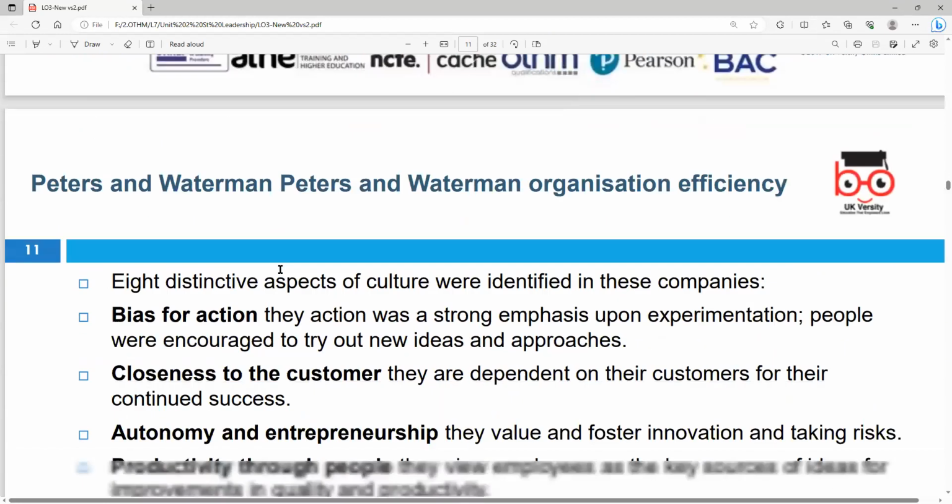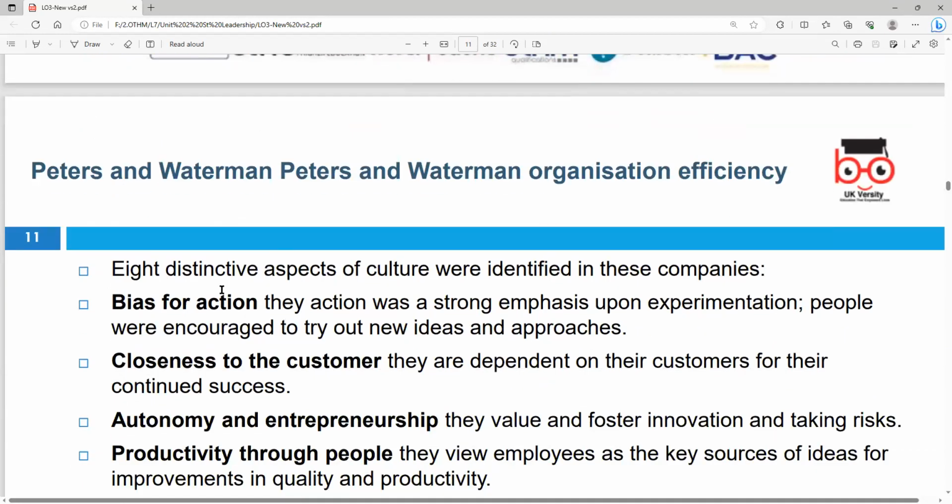We can look at the bias, for example bias for action, as Peters and Waterman determined in terms of efficiency. They are the people who determined different aspects of organizational efficiency, and they say bias for action is one of the elements of organizational efficiency. Whether that's true or not, right?